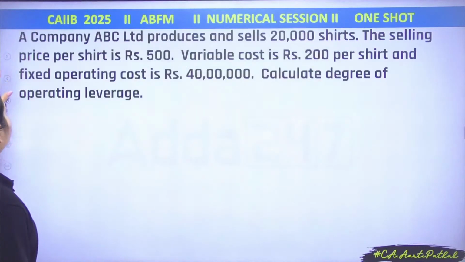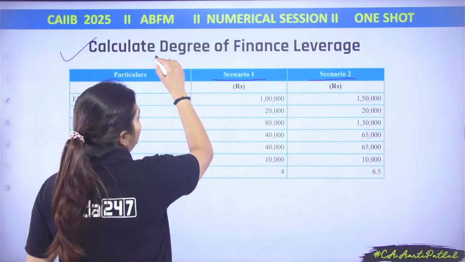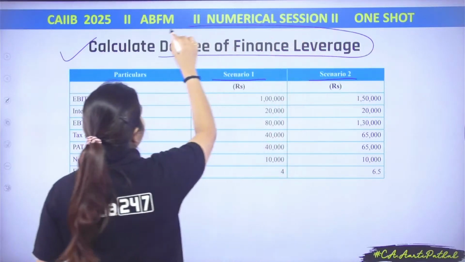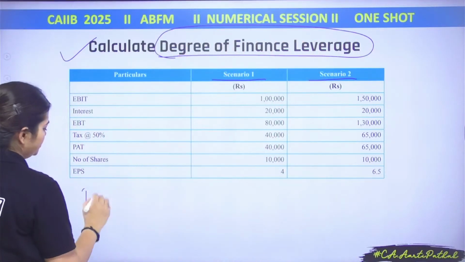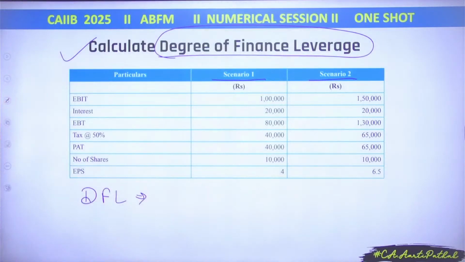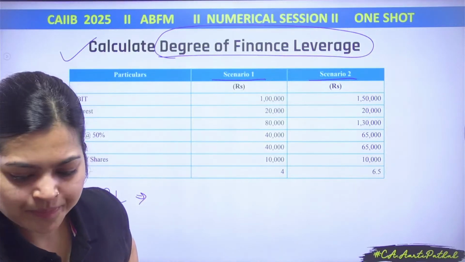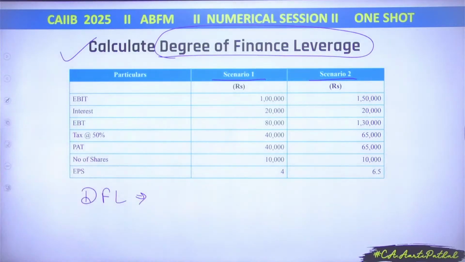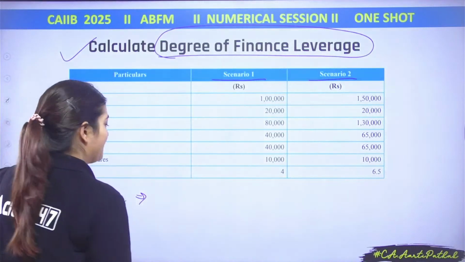What you need to calculate? You need to calculate the degree of financial leverage. Can you tell me the answer? Just now we have calculated this DFL. Can you tell me the DFL for scenario 1?